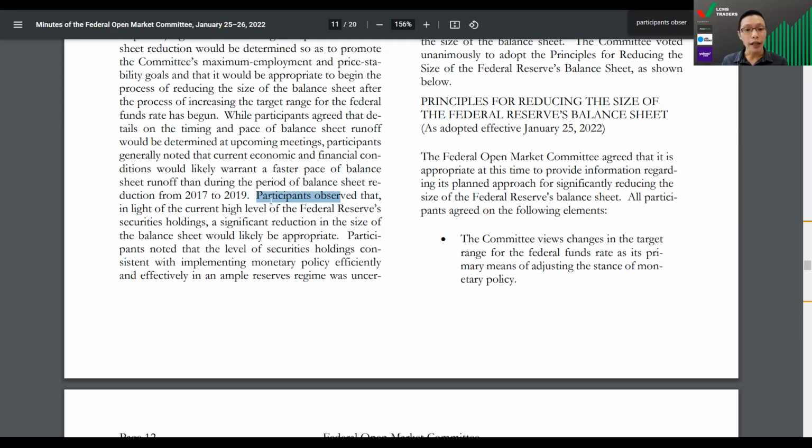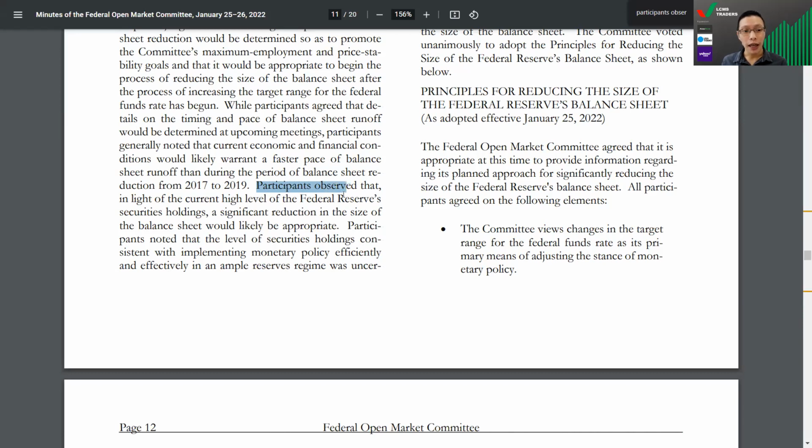bonds. So over here they say that participants observe that in light of the current high level of the Federal Reserve's securities holdings, a significant reduction in the size of balance sheet would likely be appropriate. A significant reduction. So I think in terms of quantitative easing, or in terms of bonds holding, they are really trying to unload it as soon as possible, providing less support to the market and things like that, so that they have more flexibility when it comes to rate hikes in the near future.